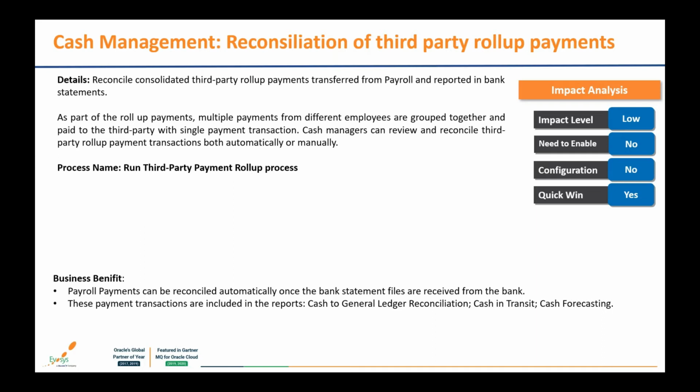And again, if by any chance automatic reconciliation cannot be achieved for any reason, then it also becomes easy for the cash manager to manually reconcile this. The only additional task on the user end from the payroll side is to run a particular process by the name of run third party payment roll-up process. This process will automatically roll up and accumulate all the payments made to the third parties for that particular period, and after that it will be transferred to the cash manager.